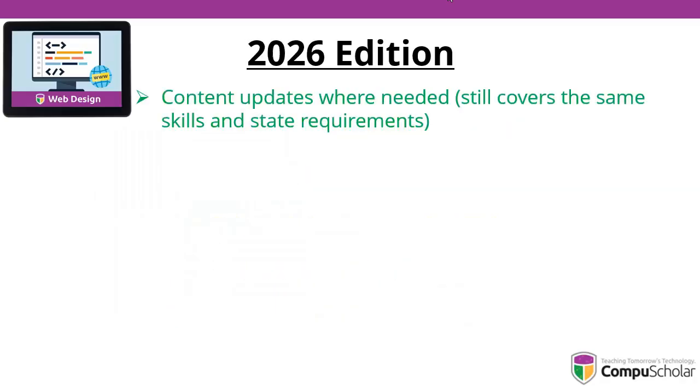In our new 2026 edition, we have made some general content updates where needed, so we might rephrase or reword some of the lessons, we might rearrange or resequence some of the content for clarity and flow, but we do still cover the same fundamental skills, and we cover all the same state requirements. So if the course was previously approved in a state as meeting 100% of those state requirements, then again, it would still meet 100% of those requirements in the new edition.